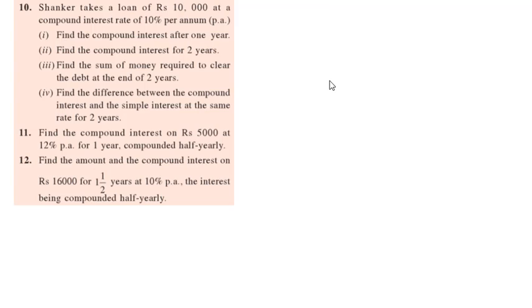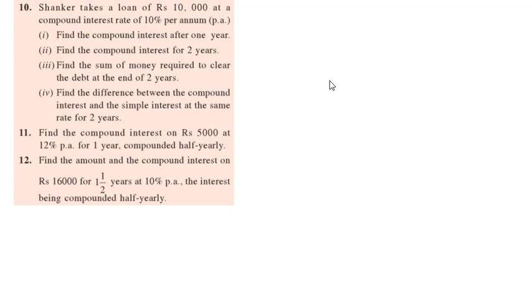Find the difference between the compound interest and the simple interest at the same rate for 2 years. Now here you have to apply the formula for simple interest directly for 2 years to get the simple interest. That means you have to use the logic which you have learned in your previous class. Okay, you have your previous class books, so you can revise it and you can solve this problem.